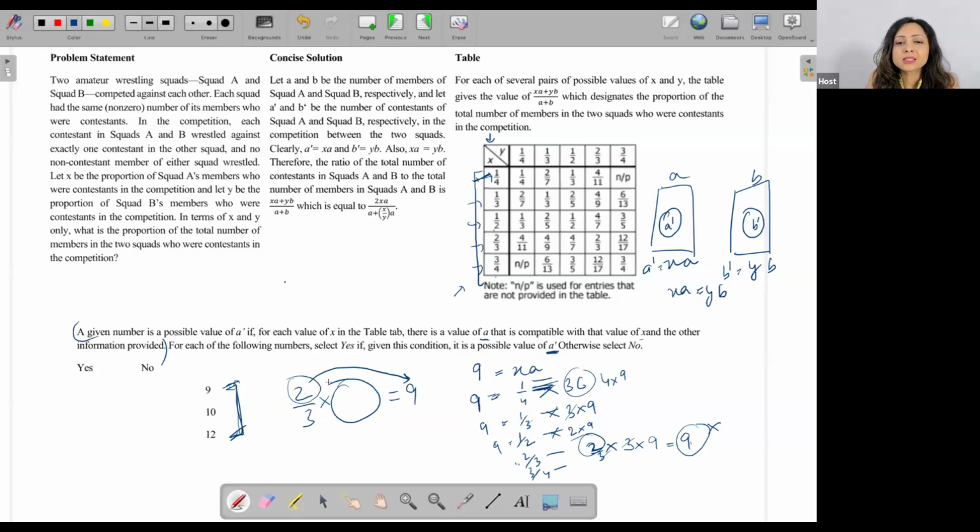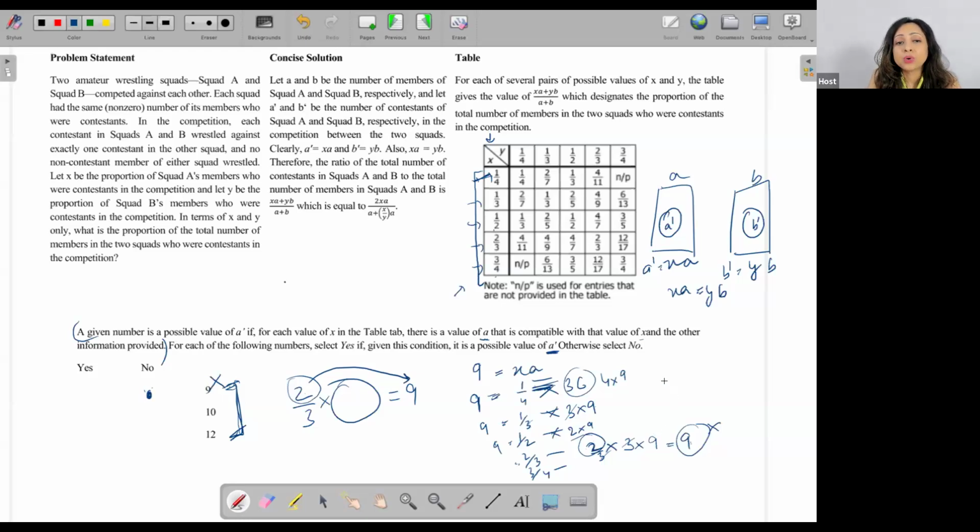So then this is certainly not possible. Then there is a value of x, that is x equal to 2 by 3, for which there is no value of a, and that is why 9 is not our solution, right? So we select no over here.